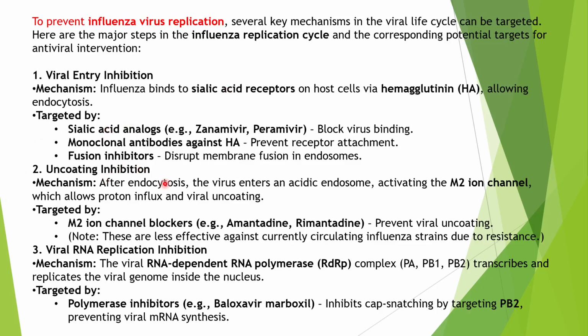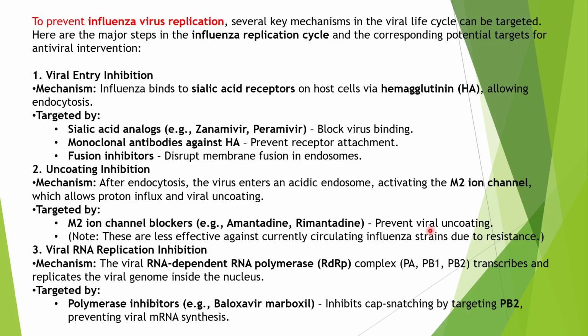Then uncoating inhibition. So in this, after endocytosis, the virus will enter the endosome, that is the acidic endosome, and it activates the M2 ion channel, which will allow proton flux and viral uncoating. So to target this, M2 ion channel blockers are used, which will prevent the flow of protons and eventually help in preventing viral uncoating. The examples for this are amantadine and rimantadine. So these drugs help to prevent viral uncoating.